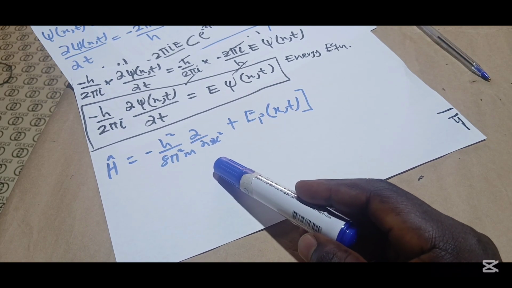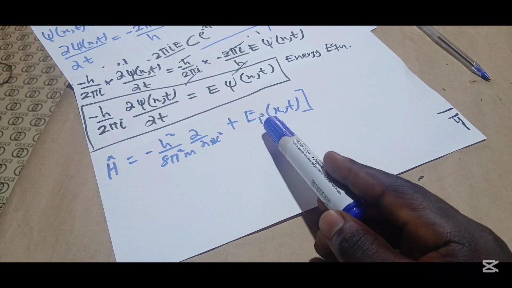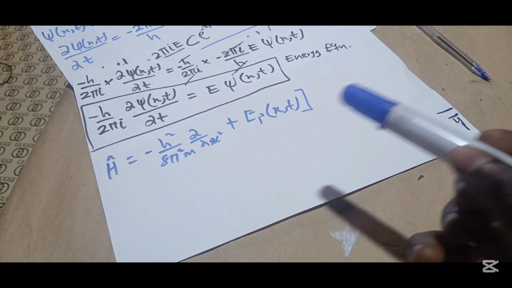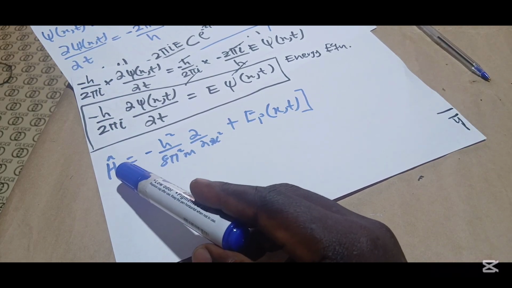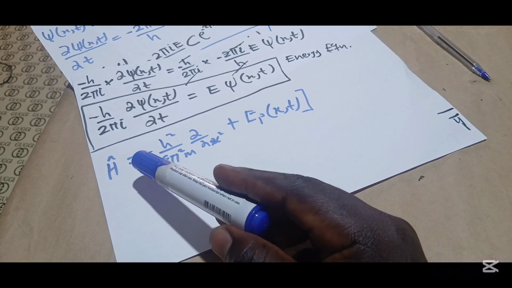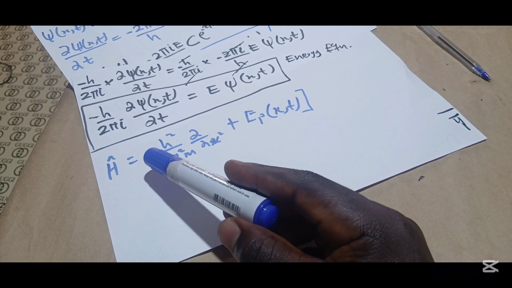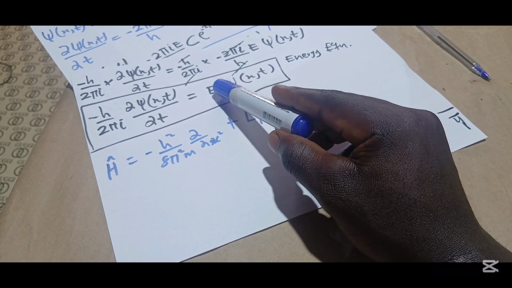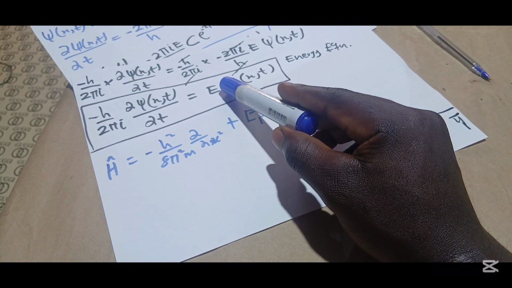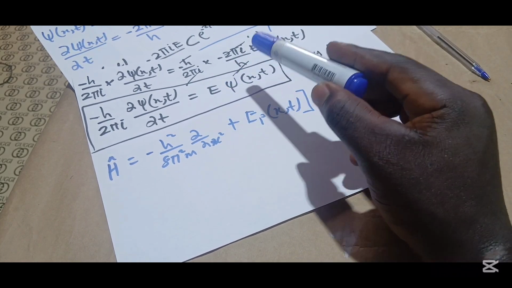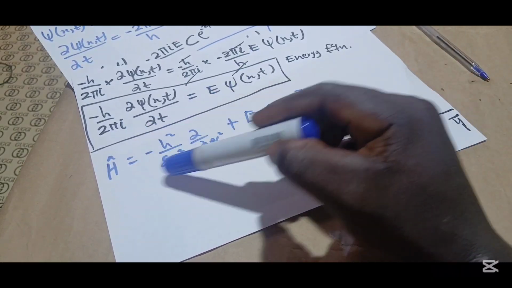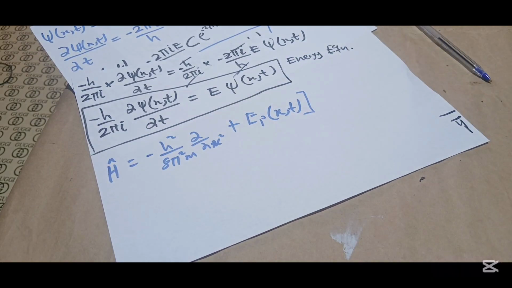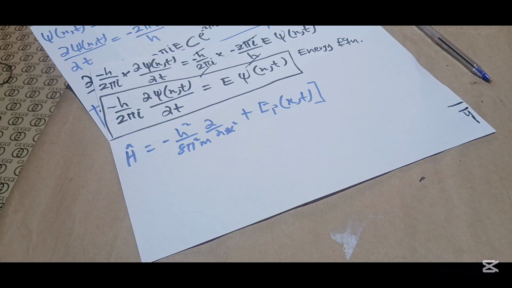So what we want to do next is to replace the Hamiltonian operator, which is the total energy of the system. From our energy equation, we said this E here, from the Planck-Einstein relation, is the total energy of the system. We are going to substitute E by the total energy of the system, which is the Hamiltonian operator. So let's do that.